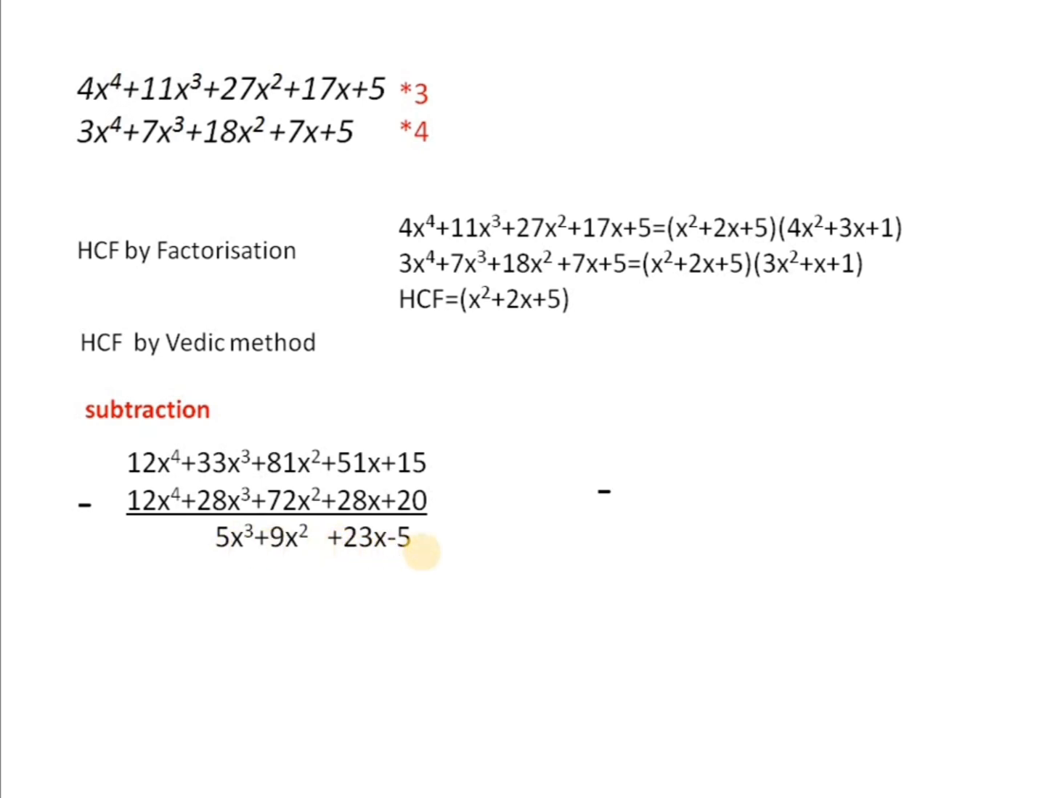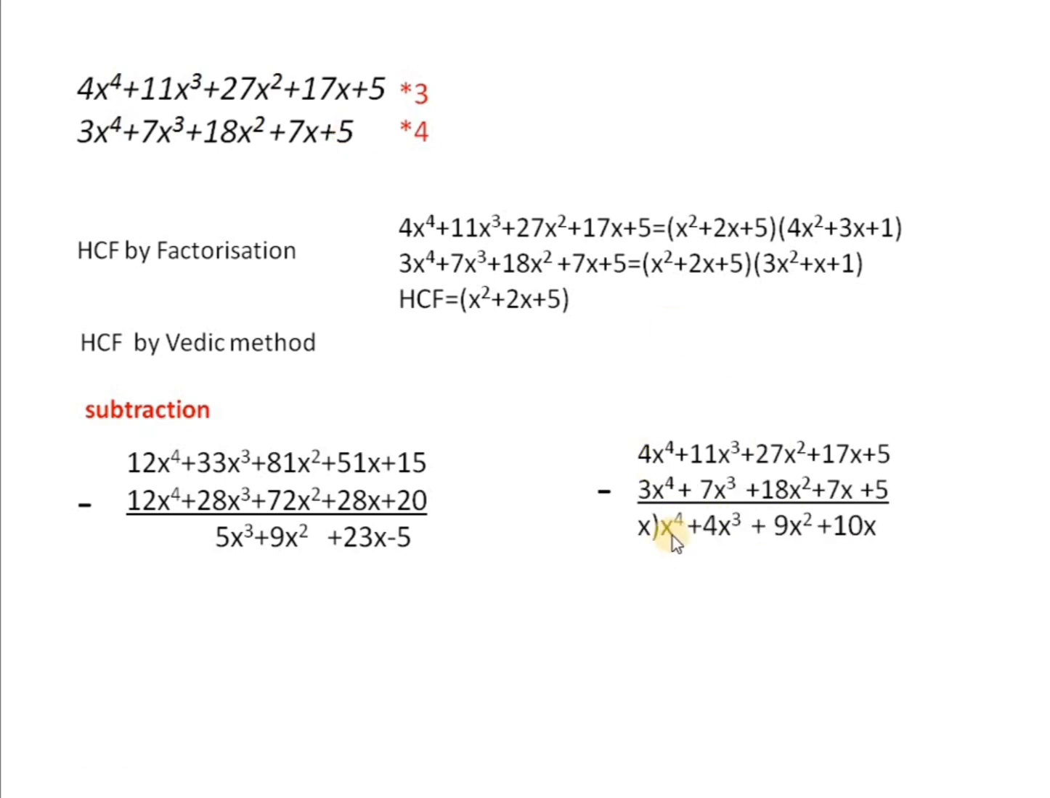Now we still need to proceed till our highest common factor. So we stop and we also try to eliminate the coefficient. So in order to eliminate the coefficient, you just have to subtract as is. So when you subtract as is, you get x power 4 plus 4x cube plus 9x square plus 10x. Here x is common, so you divide it by x and we get a cubic: x cube plus 4x square plus 9x plus 10.